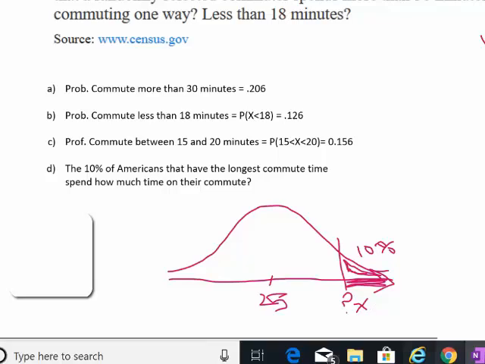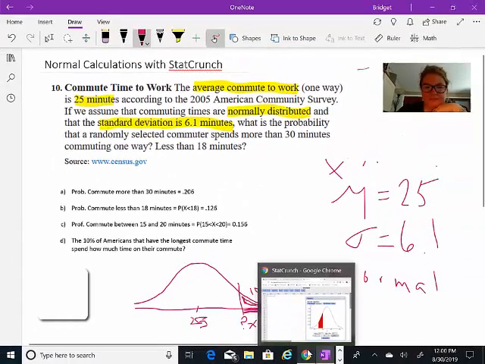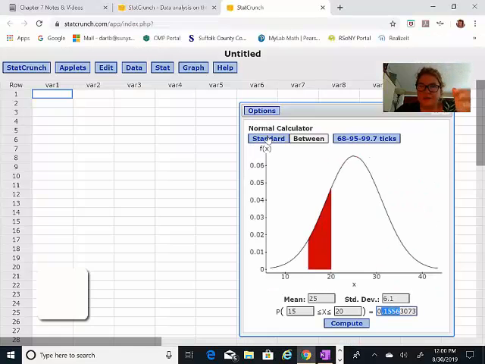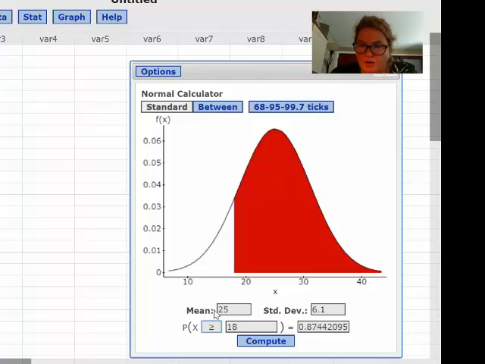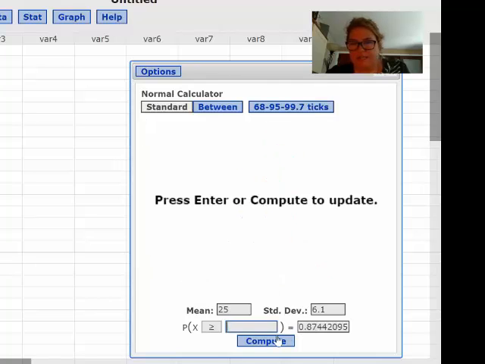So I'm going to go back to StatCrunch here. It's a greater than, right? So we don't have an area or a percentage between. We know that 10% are bigger than the number we're looking for. So it's a standard problem because it's a greater than. And so we still have the same mean and standard deviation. We know we're looking at a greater than, and this 18, clearly that's 87%, right? And we're looking for 10%. So I'm going to take that out.